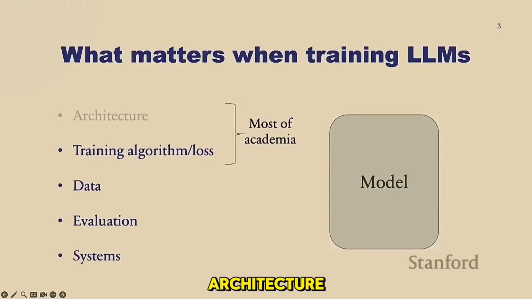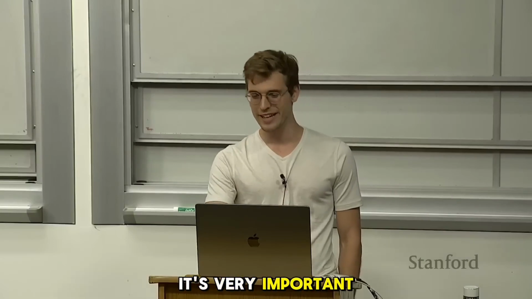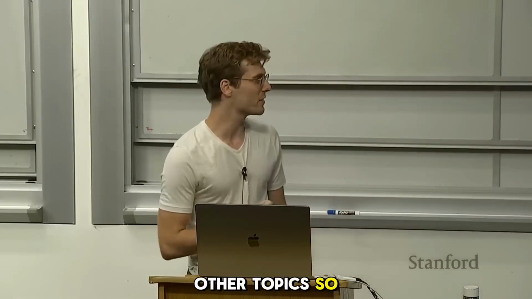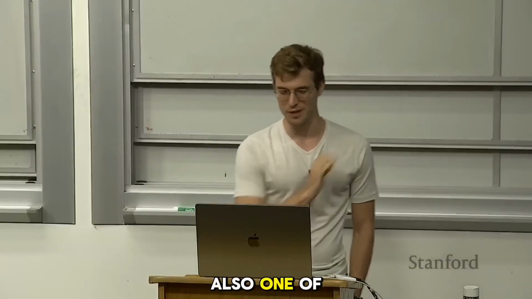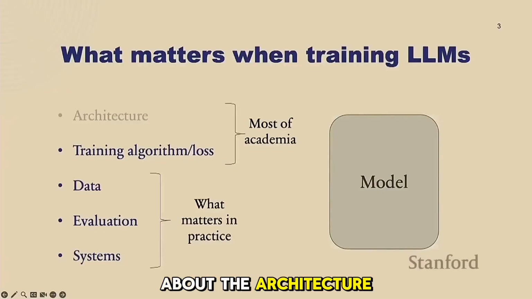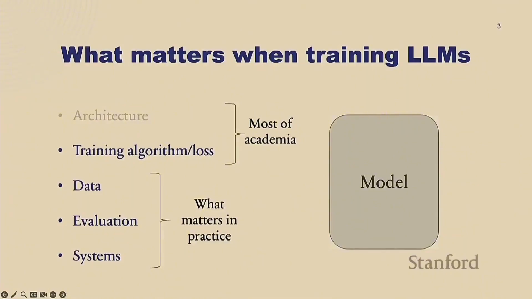Another thing to say is that most of academia actually focuses on architecture, training algorithm and losses. As academics, and I've done that for a big part of my career, we like thinking that we make new architectures, new models, and it seems like it's very important. But in reality, honestly, what matters in practice is mostly the 3 other topics: data, evaluation and systems, which is what most of industry actually focuses on. So that's also one of the reasons why I don't want to talk too much about the architecture, because really the rest is super important.